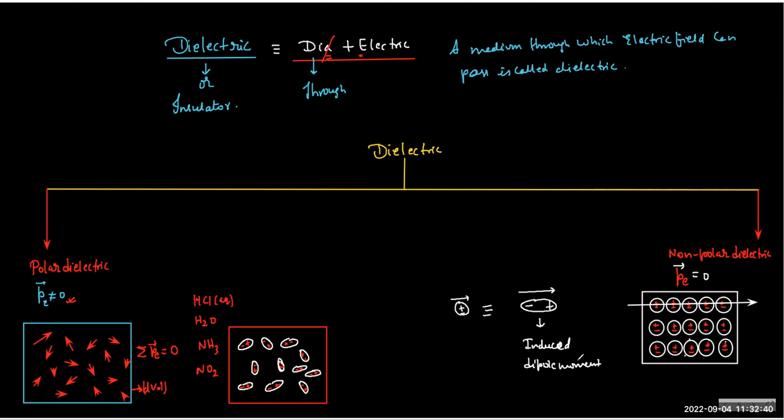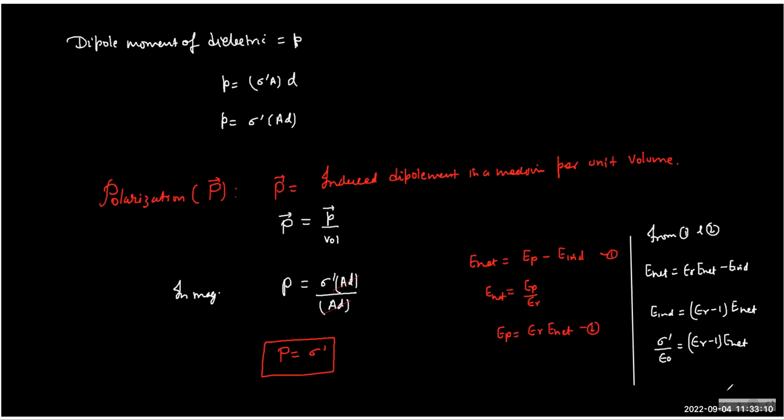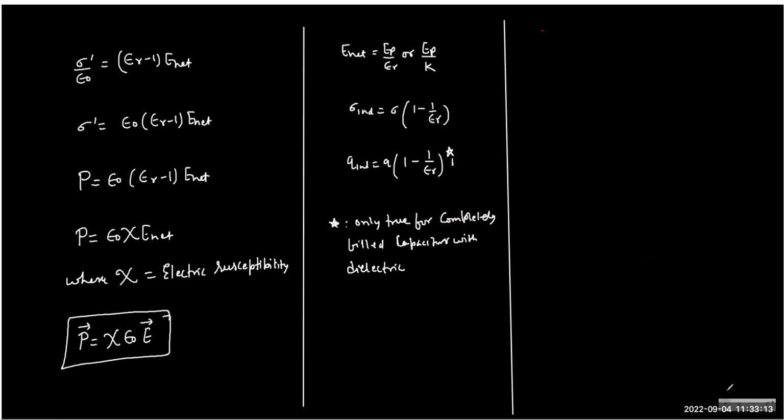The uncompensated charge will appear on the interface, left or right. The bulk will compensate. I hope this is clear. So any doubt in this so far? Clear.